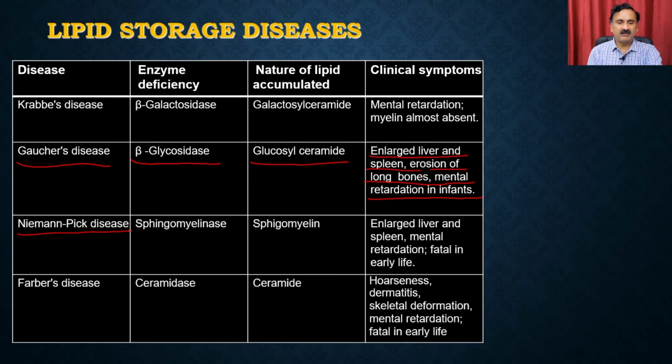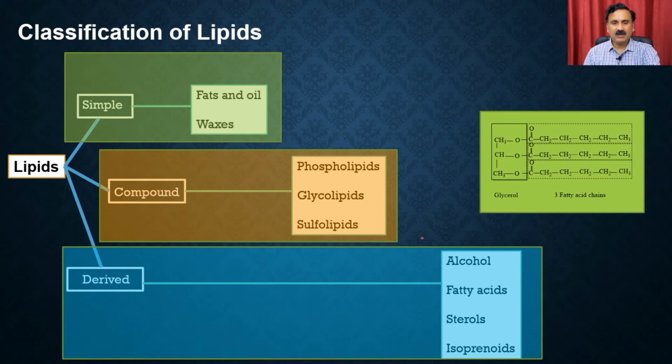Similarly, you have Niemann-Pick disease or Farber disease, where different types of fats are stored, and mostly it is responsible for different types of mental as well as other abnormalities in different organs. So this is all about the simple lipids as well as the compound lipids, and then we talk about the derived lipids.